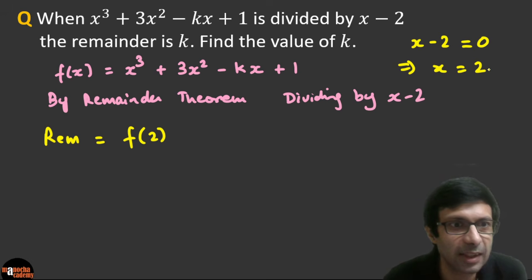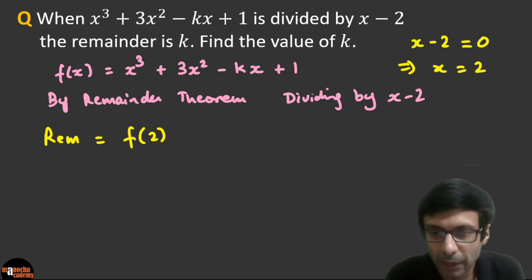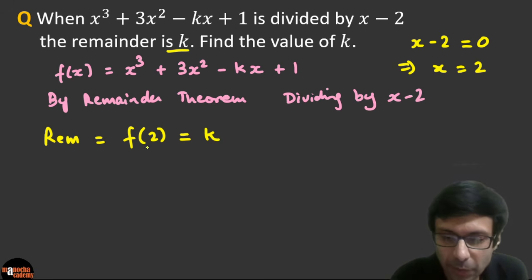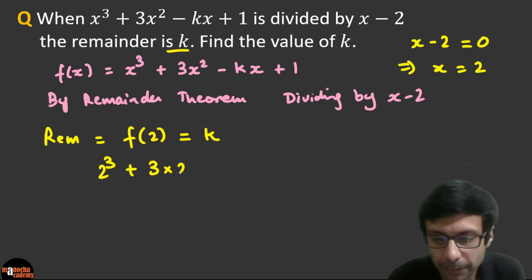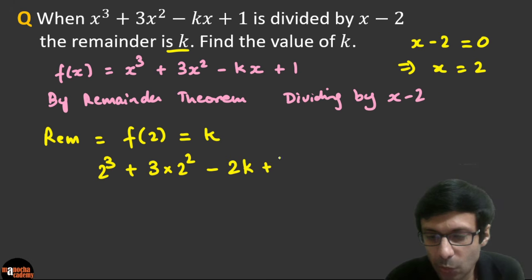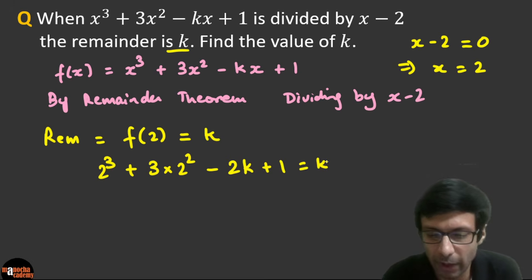Very good. I can see some of you are trying. So the remainder is going to be f(2). And here the question says the remainder is k. So f(2) is going to be equal to k. So guys, go ahead and substitute f(2) over here. We are basically going to get 2 cubed plus 3 times 2 squared minus 2k plus 1 equals k. Come on guys, pretty simple. Go ahead and solve for the value of k here.